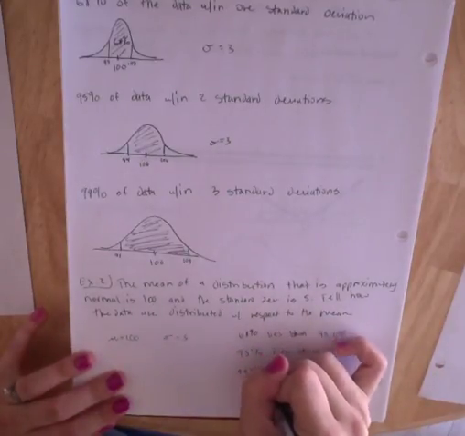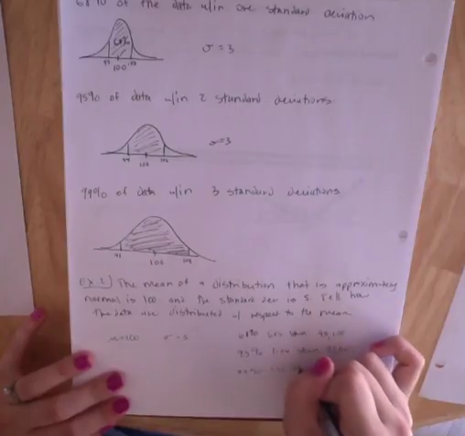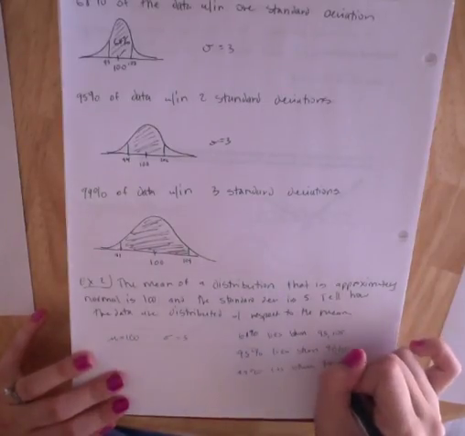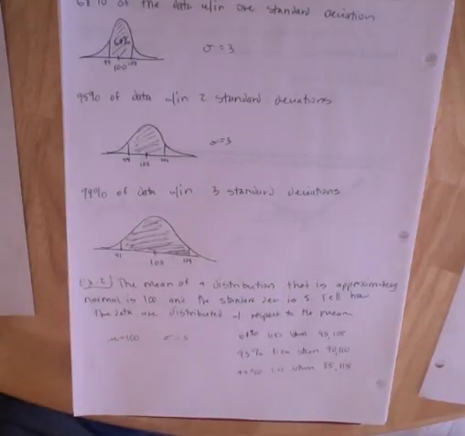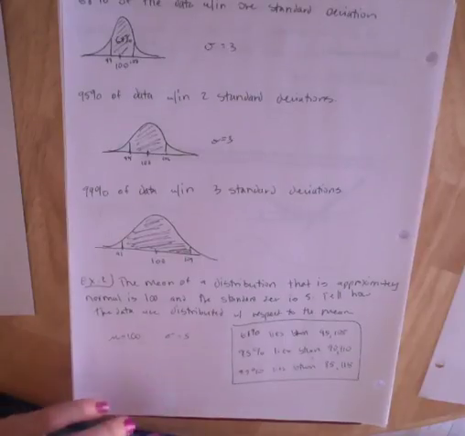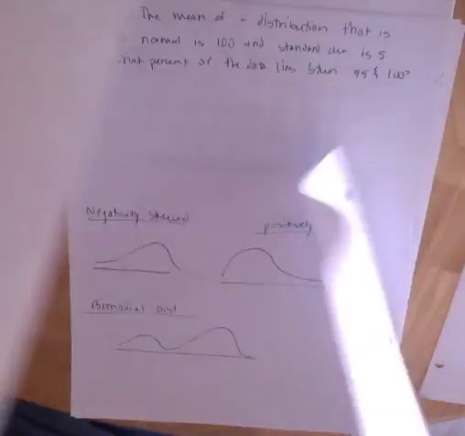And 99% of our data lies between 3 standard deviations, so 85 and 115. Okay, this is the information that it's asking for. Now you could also get examples like this.